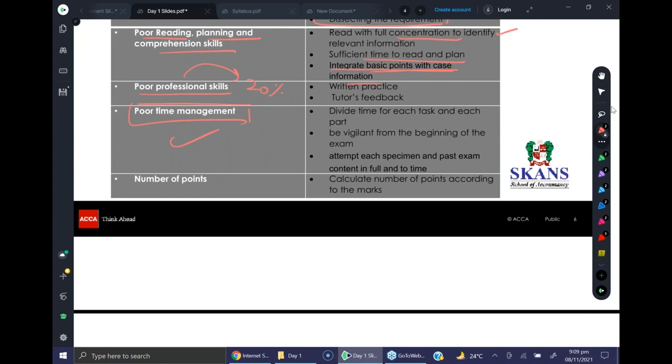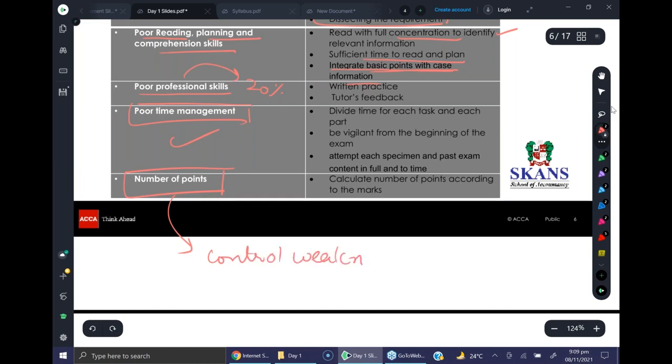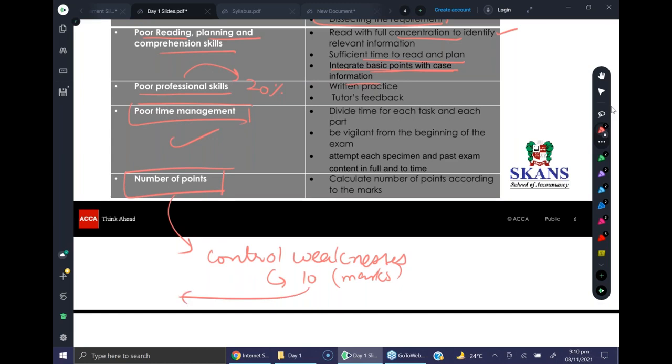Okay, guys, the last point, why students fail, is actually the number of points. So for example, if you have to discuss the control weaknesses in the exam, and you have, let's say, 10 technical marks available, how many points do you think we should be writing for 10 marks? I'm not talking about professional skills marks here. These are pure technical marks. So how many points do you think?